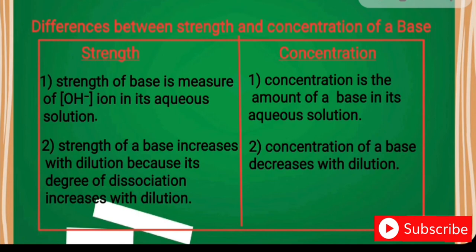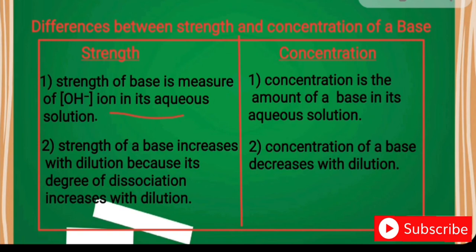Now let us check the difference between strength and concentration. Strength of a base is a measure of OH minus ion in its aqueous solution. The more the OH minus ion concentration, the stronger the base is. Concentration is the amount of base present in the aqueous solution. Strength is how fast the base dissociates to produce more OH minus ion. That is the strength.